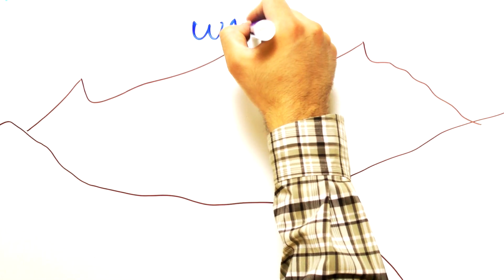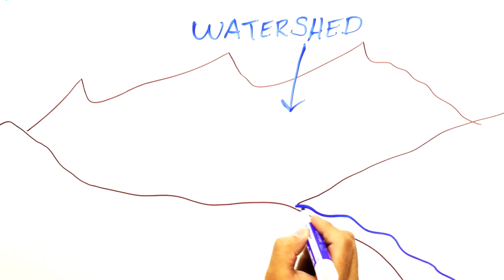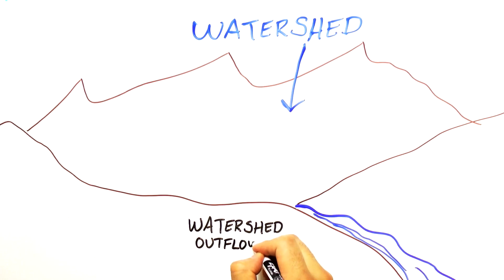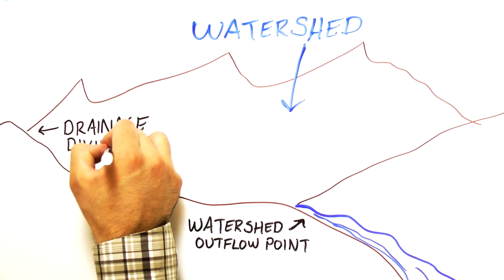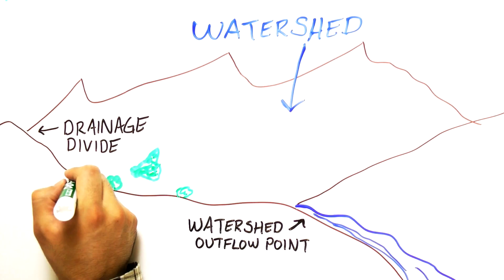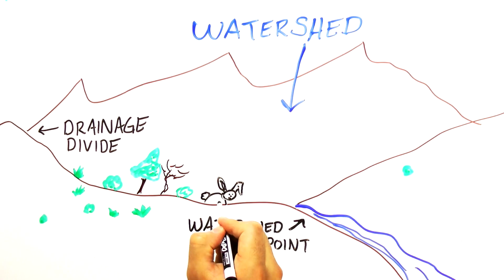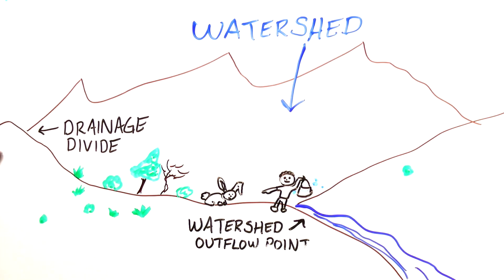The precipitation falls into a watershed. This is also referred to as a drainage basin. What is this exactly? A watershed is an area in which all the water drains to a single exit. This exit is called the watershed outflow point, and the hills, ridges, and mountains that separate them are called drainage divides. Of course, not all the water that falls from the sky exits the watershed. Some of it soaks into the ground or is consumed by plants and animals.